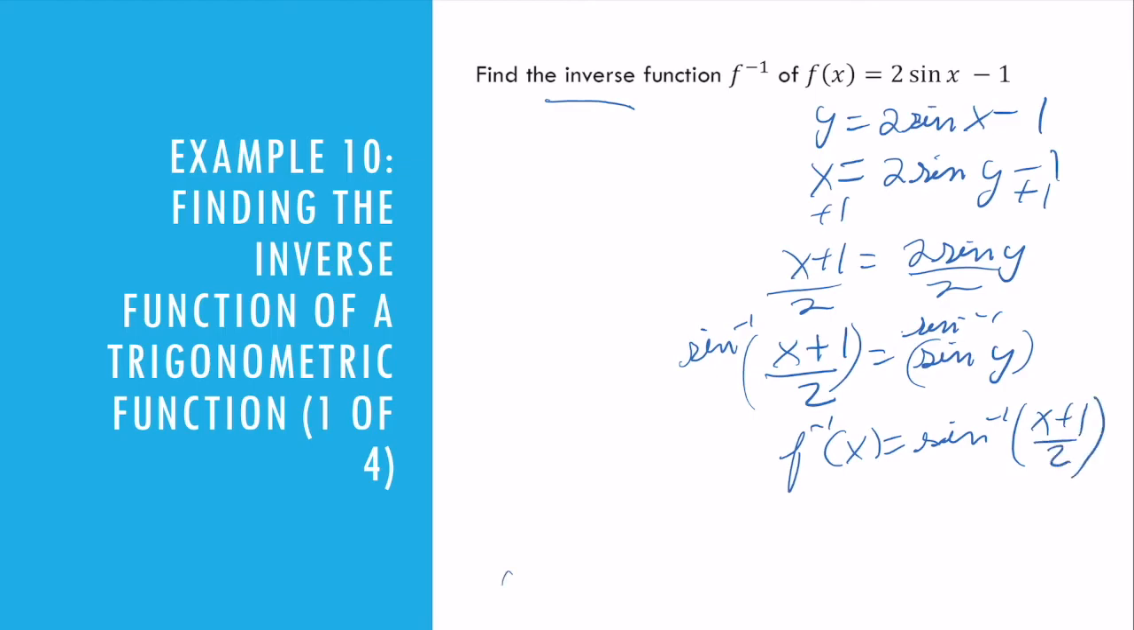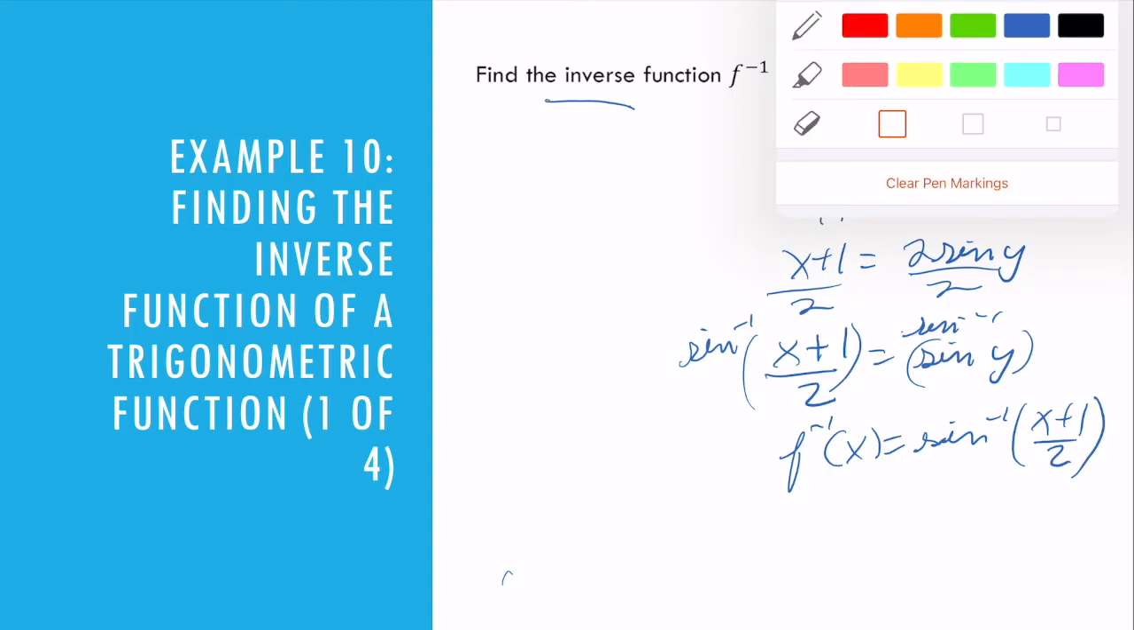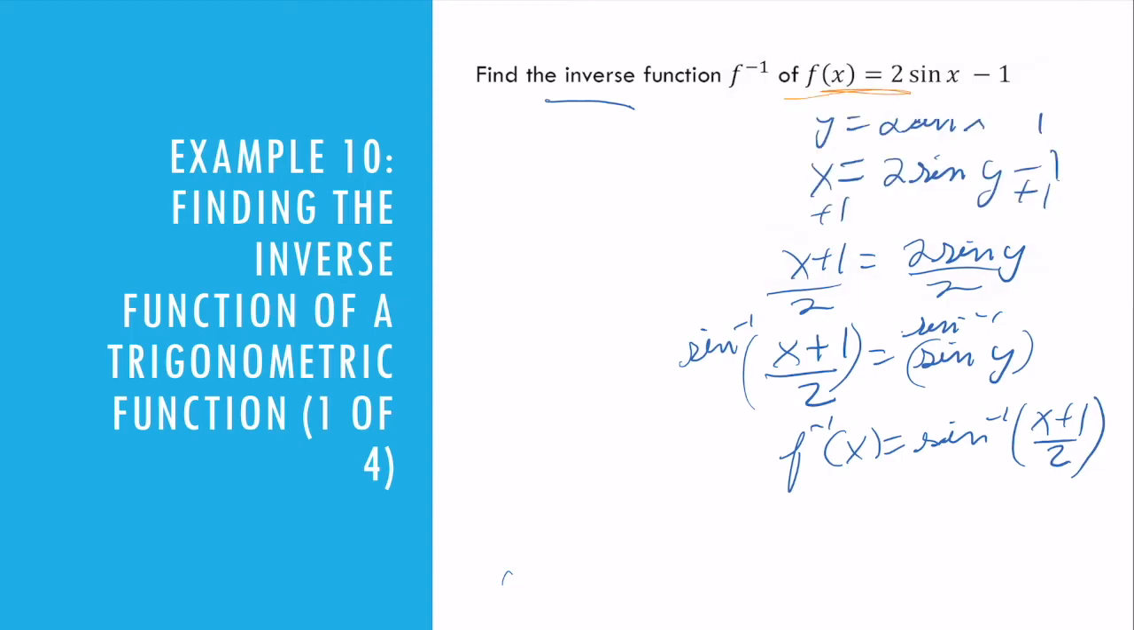Now, we need to look at the domains and the ranges. Let's change colors. Let's look at the domain of our original function. Remember, now we're constricting it, so its domain would be from negative pi over 2 to pi over 2 inclusive, right? That now becomes our range for our inverse function.